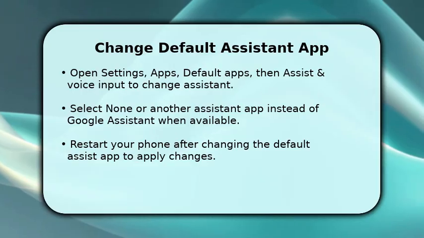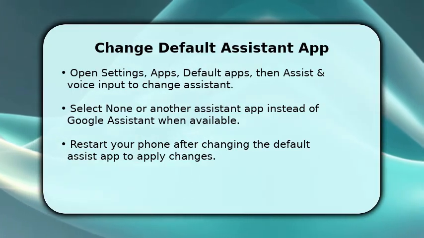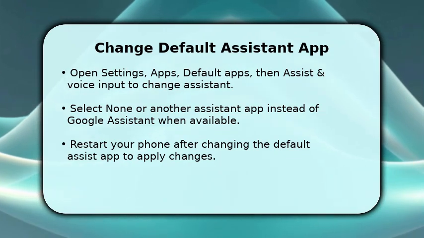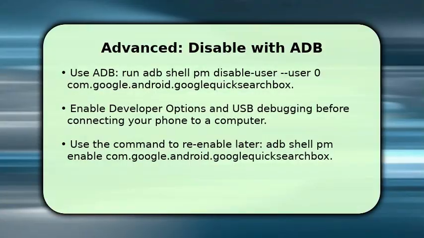Use ADB on a computer with a USB cable connected. Enable developer options and USB debugging in Settings before connecting the phone. On your computer, install ADB tools and run adb devices to confirm connection.